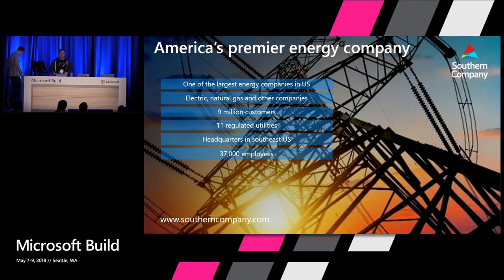A little bit about Southern Company, my employer. Southern Company is one of the largest energy companies in the United States. It has over 9 million customers across 19 different states. We have 11 regulated utilities. We're going to talk about Georgia Power as one of our electric utilities. It's comprised of electric, natural gas, and other companies, including a telecom company. We have 37,000 employees. I'm one of them, and I'm out of Atlanta. You probably guessed that.